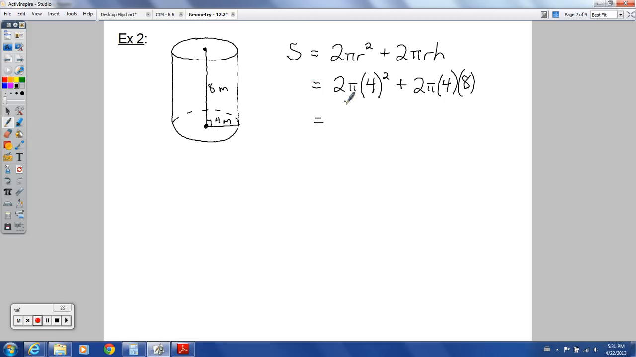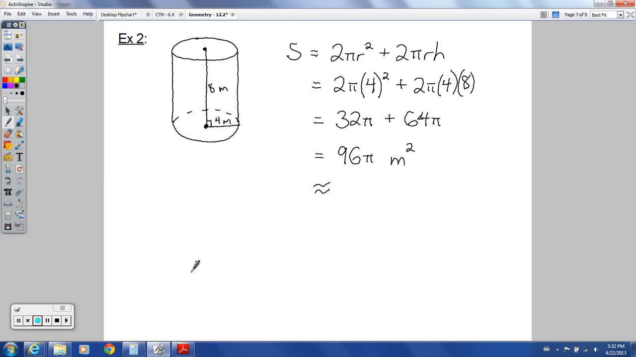We need to get used to giving both exact and approximate answers. So exact answers will be left in terms of pi here. You would have 16 is 4 squared, and then 16 times 2 would be 32. So you have 32 pi, and then over here you're going to have 2 times 4 would be 8, and 8 times 8 would be 64. So you have 64 pi right there. Now adding these together, you have 96 pi. So this is an exact answer. If you were told to give an exact answer, you would be done. You would say that your answer is 96 pi meters squared.